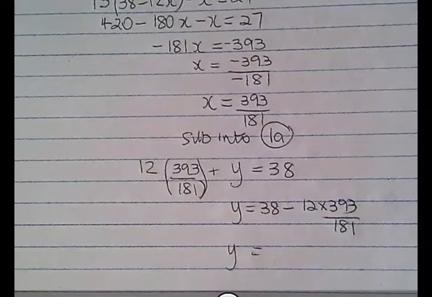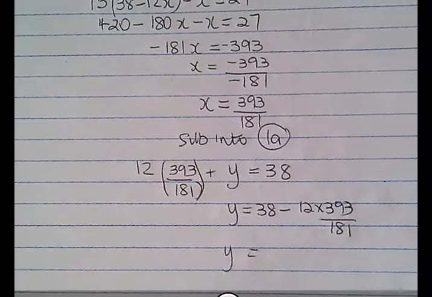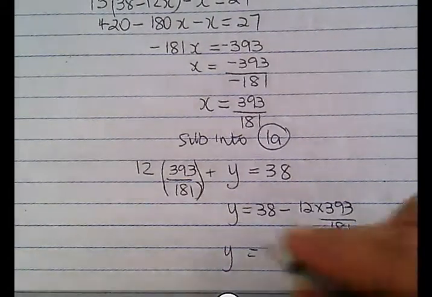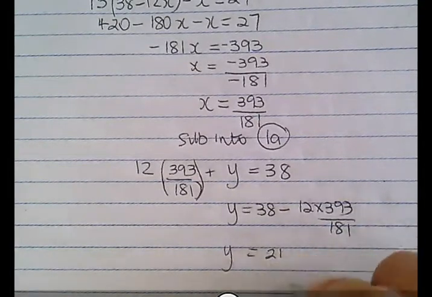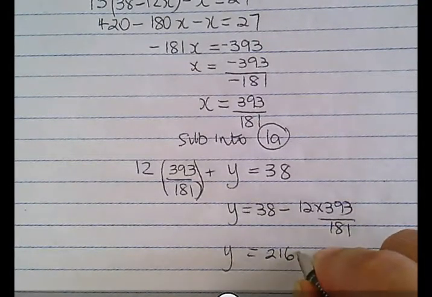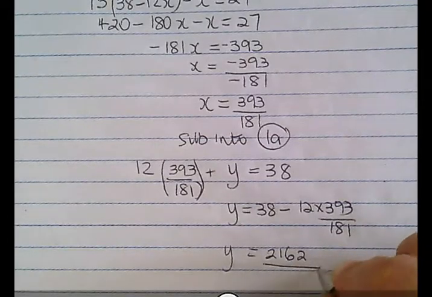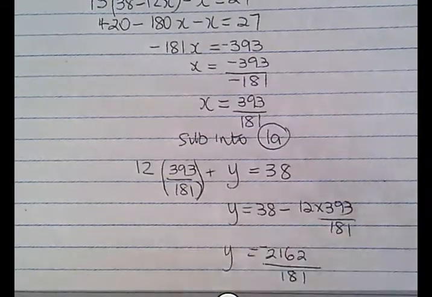What do you get? I think there's a little error somewhere in the question. What do we get? 2162 on 181. Positive? I think it's negative. It's negative. Yeah, I think there's a typo somewhere in the question.